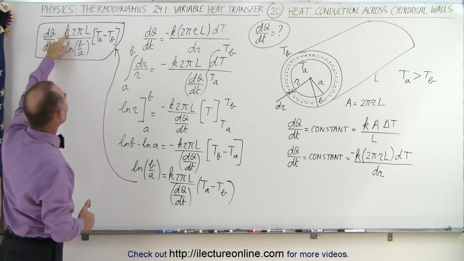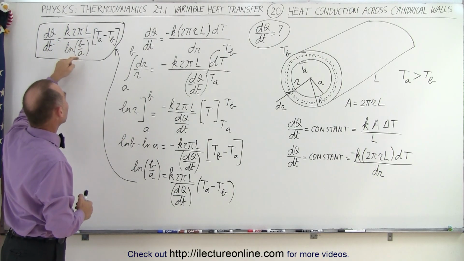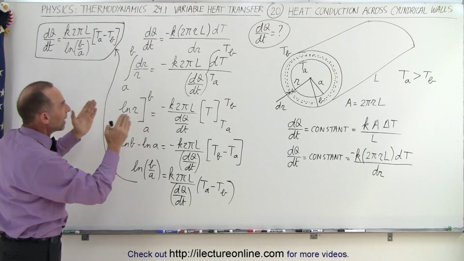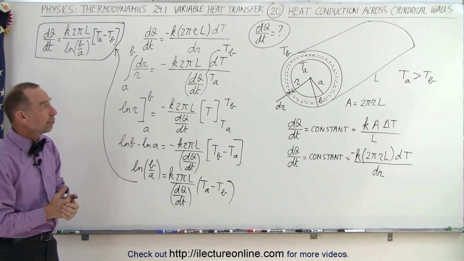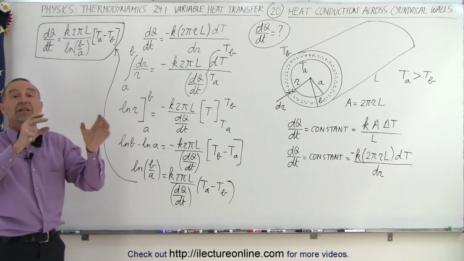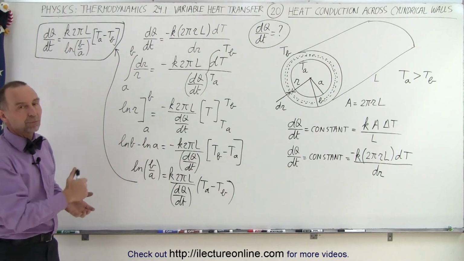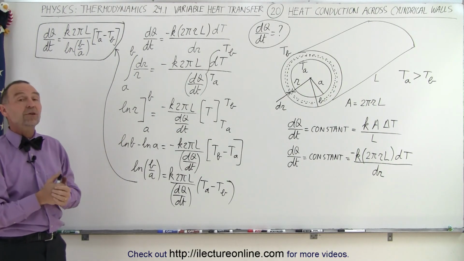k is the heat conductivity of the material, L is the length of the cylinder, and the natural log of B over A, B being the outer radius, A being the inner radius. And that's how we have the general equation for the heat flow across, potentially, an insulating material around a pipe or something like that. That's a good example of that. And that's what the equation looks like.